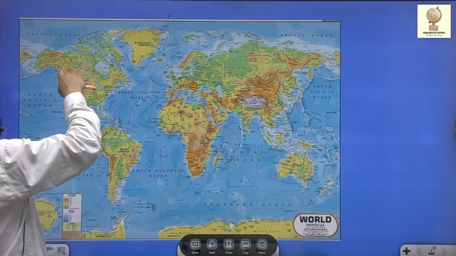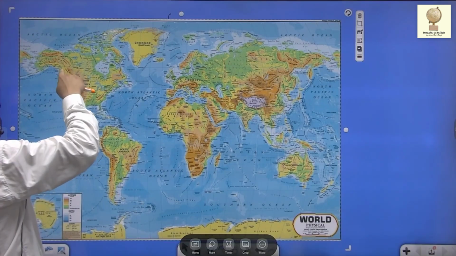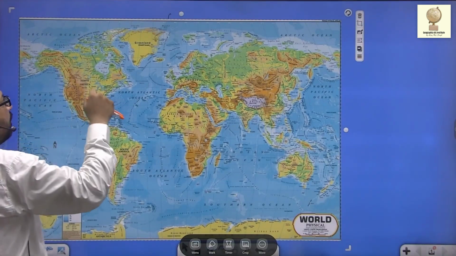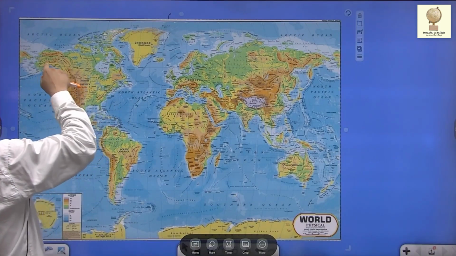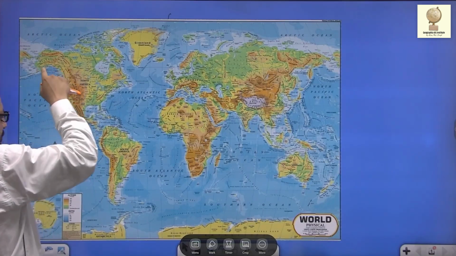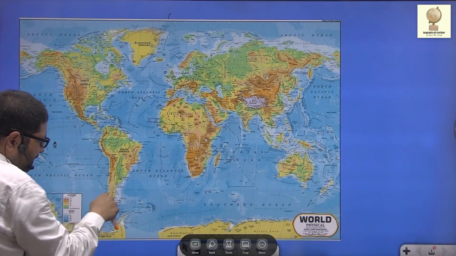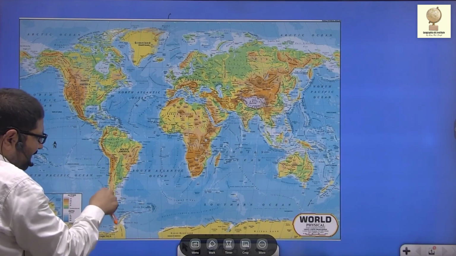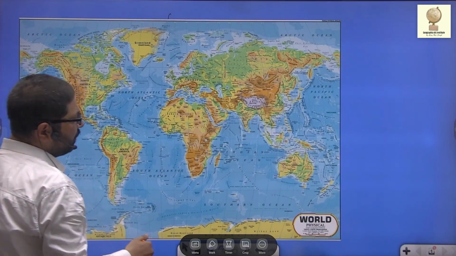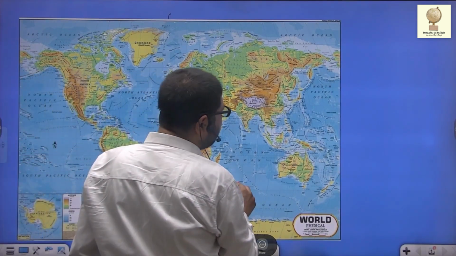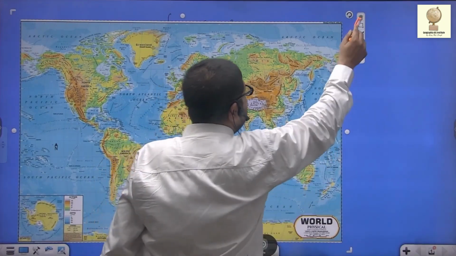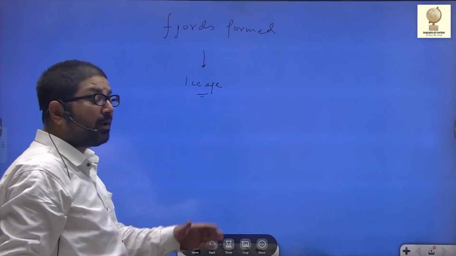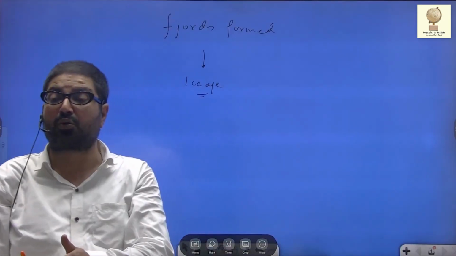Fjord coast in British Columbia, here the Rocky Mountain coastal ranges are running close to the coast. Fjord coast in Alaska, here the Alaskan range is running along the coast. Fjord coast is found in southern Chile, here the Andes mountains are running parallel to the coast. So these fjords are found in higher mid latitudes, where mountains run parallel to the coast.